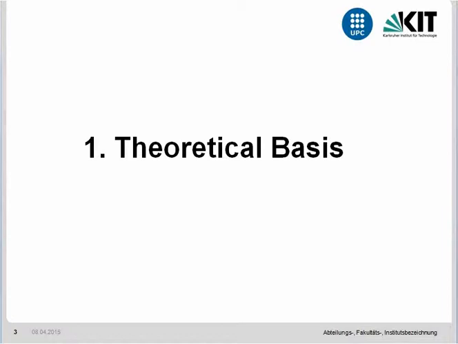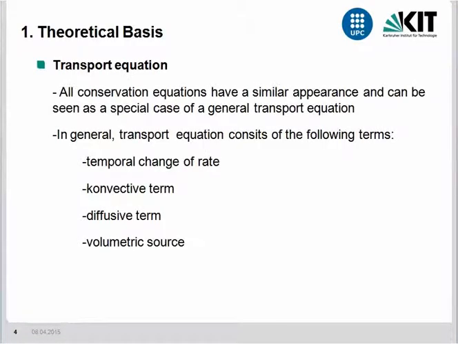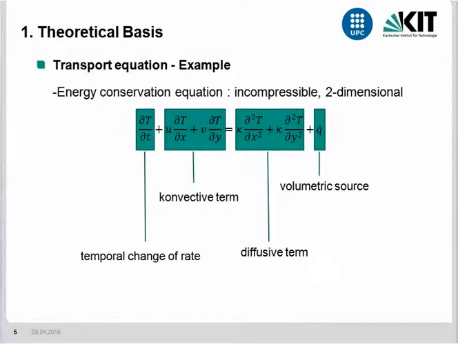Theoretical basis. A transport equation is a conservation equation that essentially is described by four different terms: temporal change rate, convective term, diffusive term, and in the end, the volumetric source. For instance, in the case of an incompressible two-dimensional heat transfer problem, the energy conservation equation consists, among other things, of a term describing the temporal change of temperature. The second contribution refers to the convection phenomenon, and the third one is called the diffusive term. And finally, Q describes the creation or destruction of the quantity.